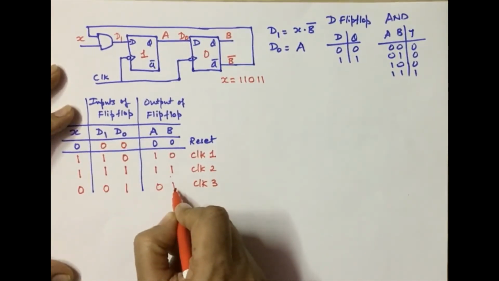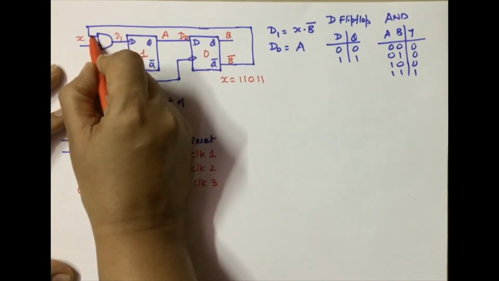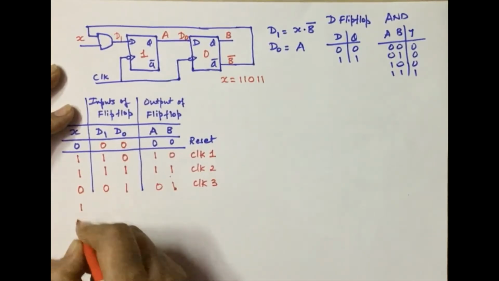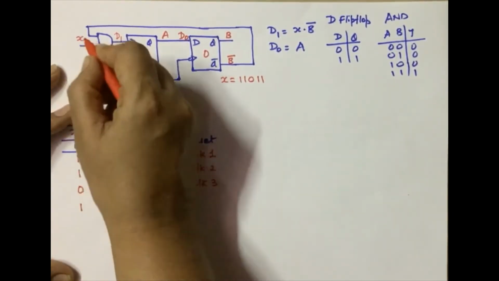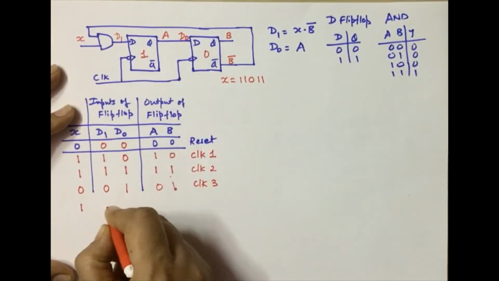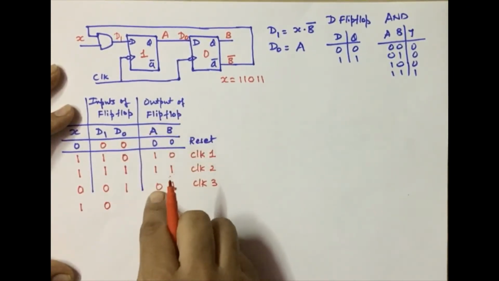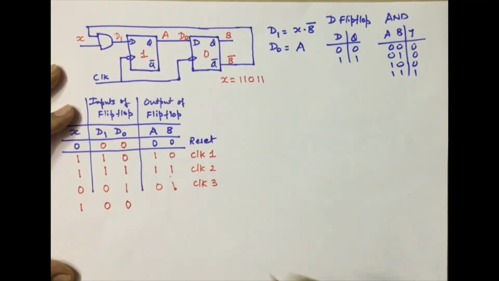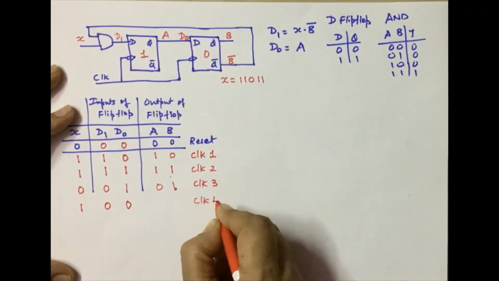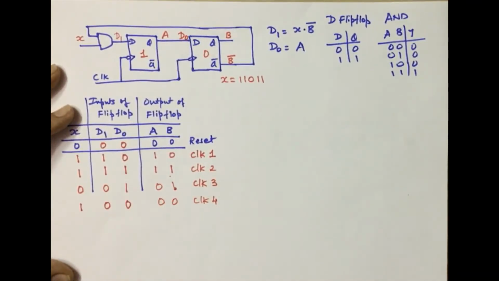This 0 is still applied over here. So on the next pulse, if X is 1, then also due to this 0, D1 is going to be 0 only. And this A was 0, so D0 is also 0. So now after clock 4, A and B both are 0, 0.